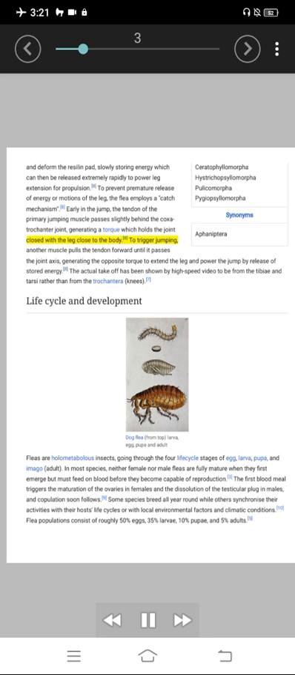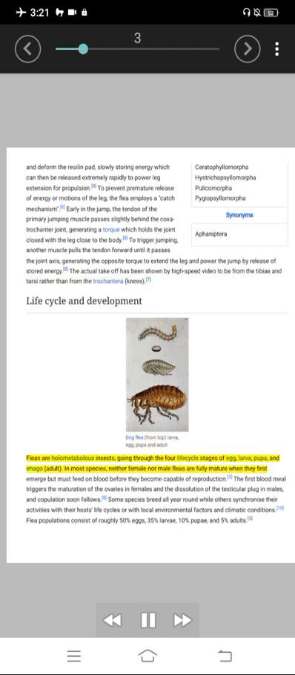To trigger jumping, another muscle pulls the tendon forward until it passes the joint axis, generating the opposite torque to extend the leg and power the jump by release of stored energy. The actual takeoff has been shown by high-speed video to be from the tibia and tarsi rather than from the trochanter knees. Dog flea from top: larva, egg, pupa and adult.